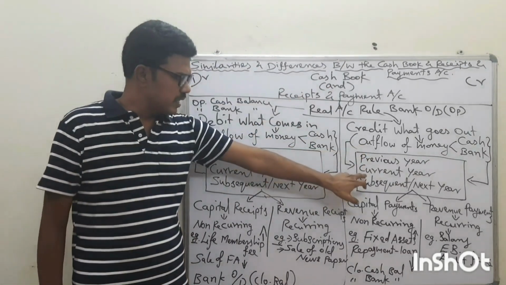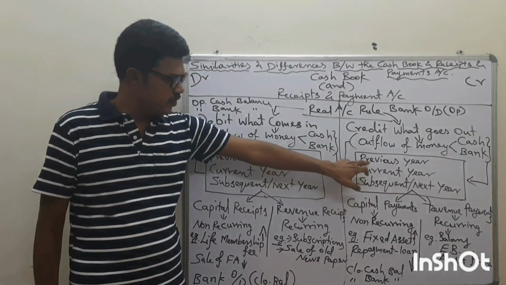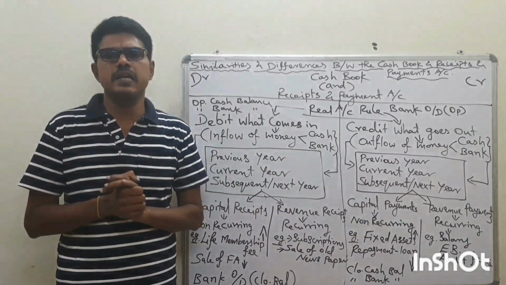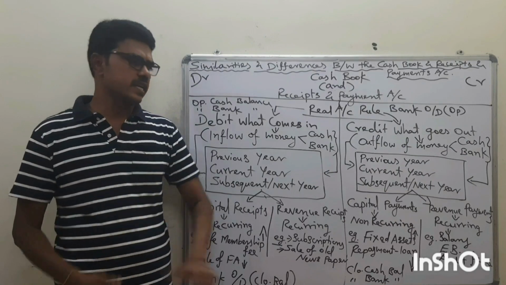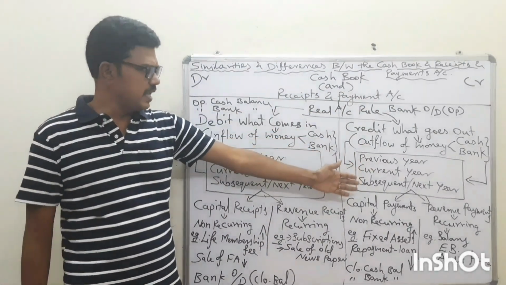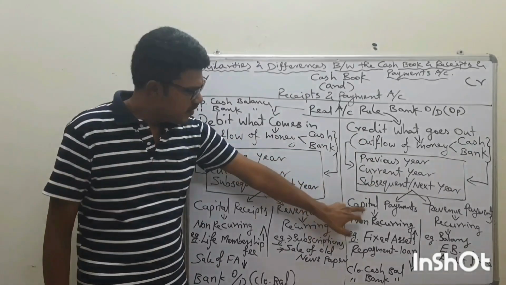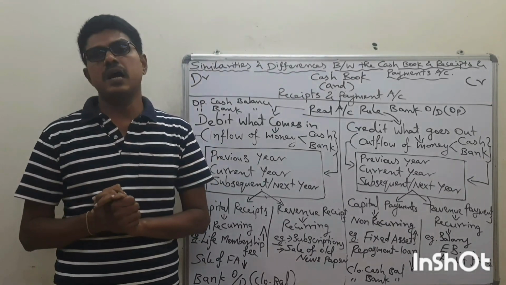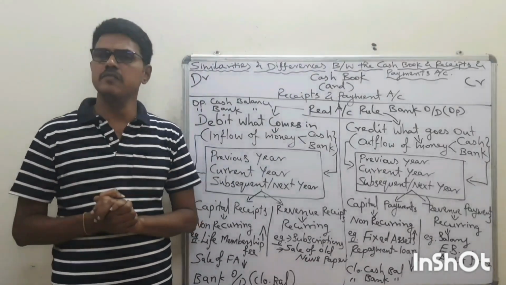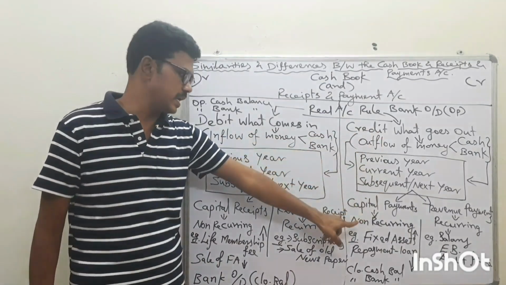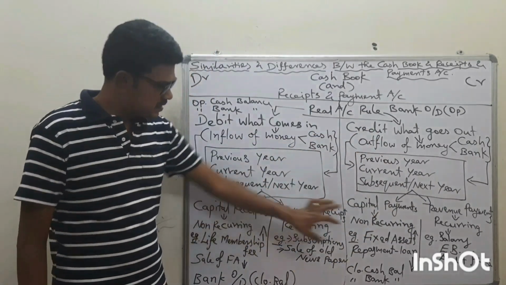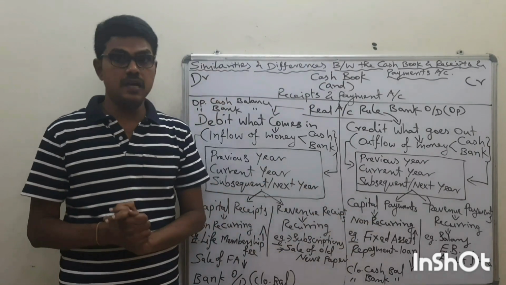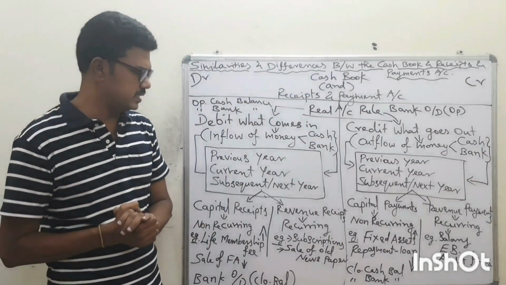The outflow may be of the current year, previous years, or subsequent years. Irrespective of the period, if the money goes out of the organization, it must be recorded in the credit side. Similarly, the outflow may be of capital payments or revenue payments. We don't need to see whether it is of capital nature or revenue nature; if the money goes out, it must be recorded. The capital payments are completely opposite to revenue. Capital payments are non-recurring in nature.